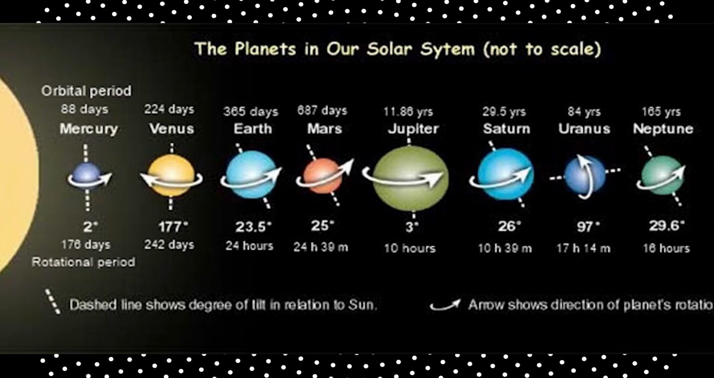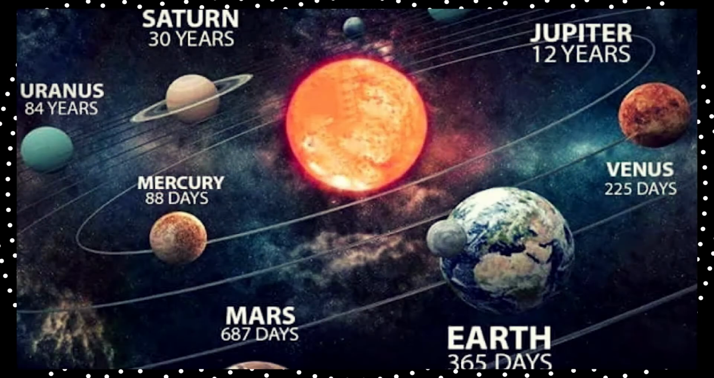Each planet revolves around the sun, and the farther the planet is from the sun, the longer it takes to complete the revolution.